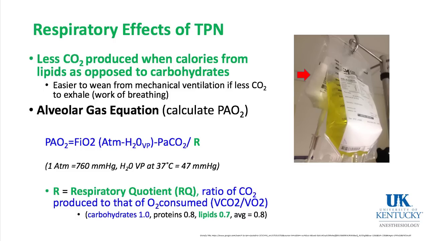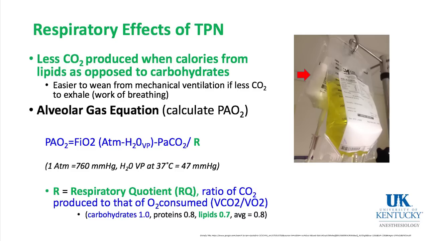The next key word is respiratory effects of TPN, and the picture at the top right shows some components of total parenteral nutrition, including the yellow bag with vitamins, carbohydrates, and amino acids, and then the white bag with lipids in it. The important point is that there is less carbon dioxide produced when the calories are provided from lipids as opposed to the same amount of calories from carbohydrates. This can make it easier to wean a patient from mechanical ventilation if they have less carbon dioxide that they need to exhale. Therefore, the work of breathing is reduced.